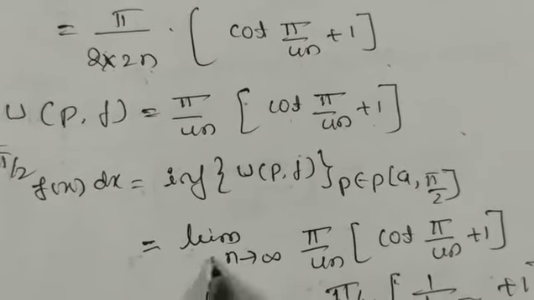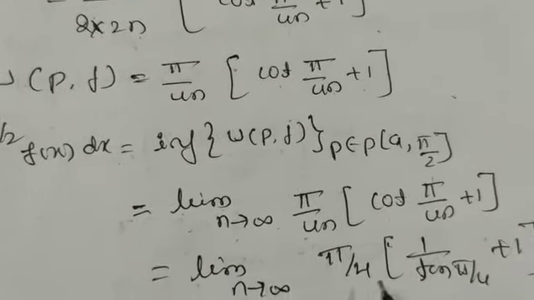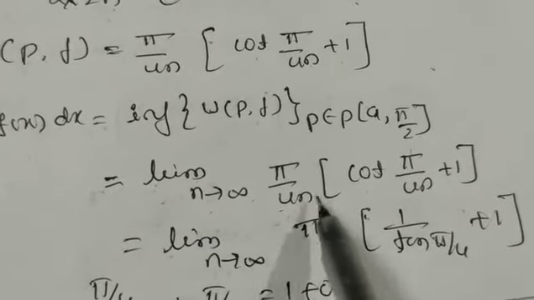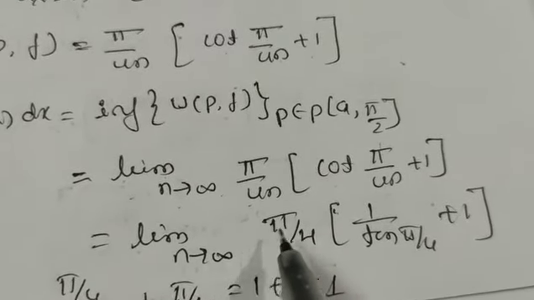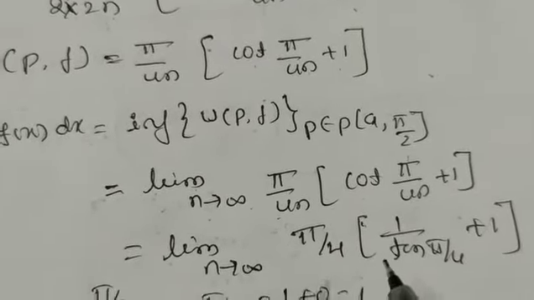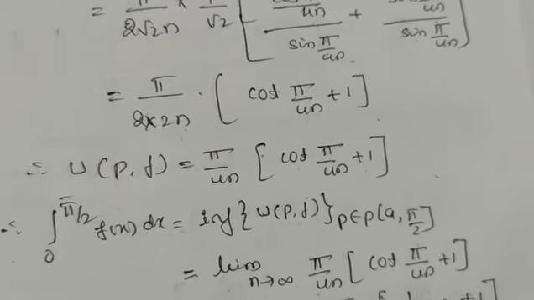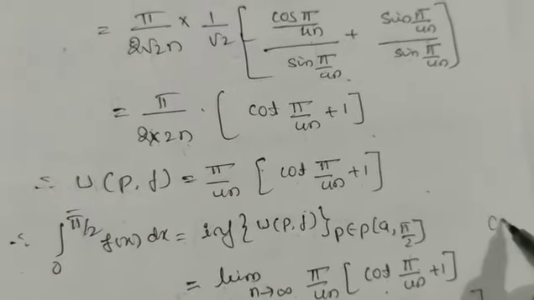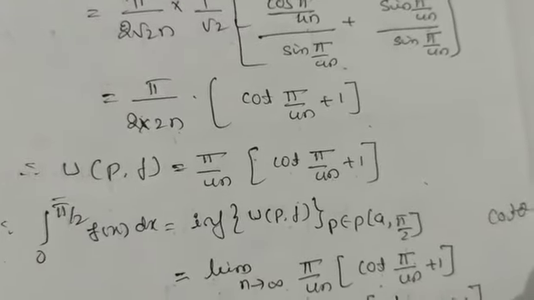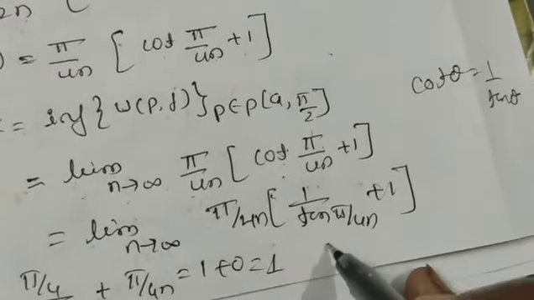Now apply the limit here. Limit as n tends to infinity of pi by 4n into cot pi by 4n plus 1 — it is not only 4, it is 4n. This cot theta can be taken as 1 by tan theta. Cot theta is nothing but 1 by tan theta, a trigonometry property we know. So we can take its reciprocal, 1 by tan.